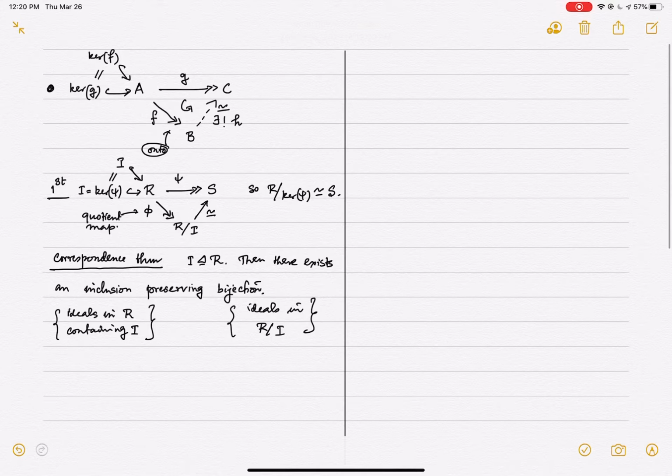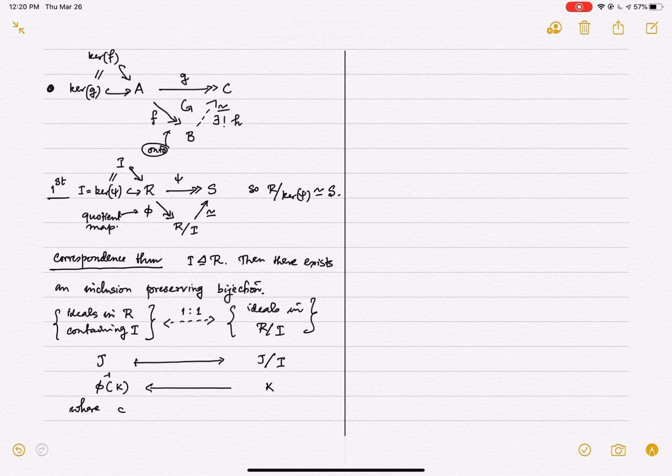And it's a one-to-one correspondence. If you give me an ideal here, I could just take its image in R mod I. That's how this correspondence goes. And if you give me an ideal here, I'll just take its pre-image under the quotient map, where phi from R to R mod I is the quotient map.